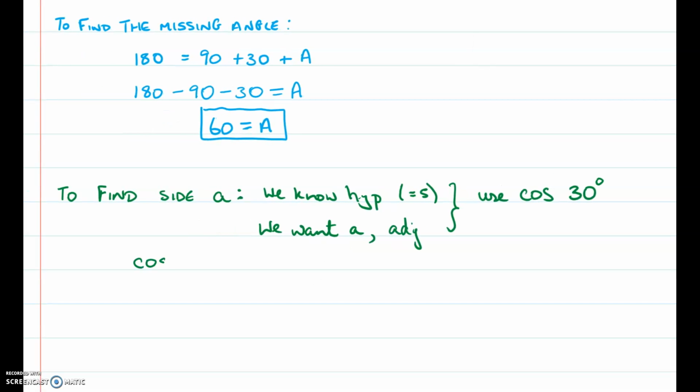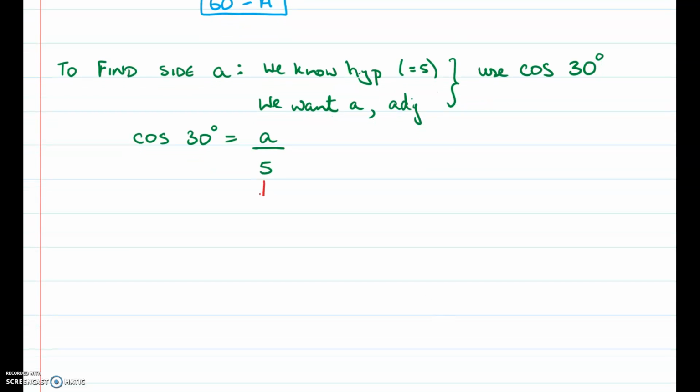So we know that the cosine of 30 degrees is equal to the adjacent, which is A, over the hypotenuse, which is 5. So cosine of 30 degrees equals A over 5. Now, we'll multiply both sides of this equation by 5, just to be consistent. We've done this before. Whenever you have an equation that involves a fraction, you can multiply both sides by the bottom of the fraction. So that gives you 5 cosine 30, and what happens on this side is the 5's cancel out, is equal to A.